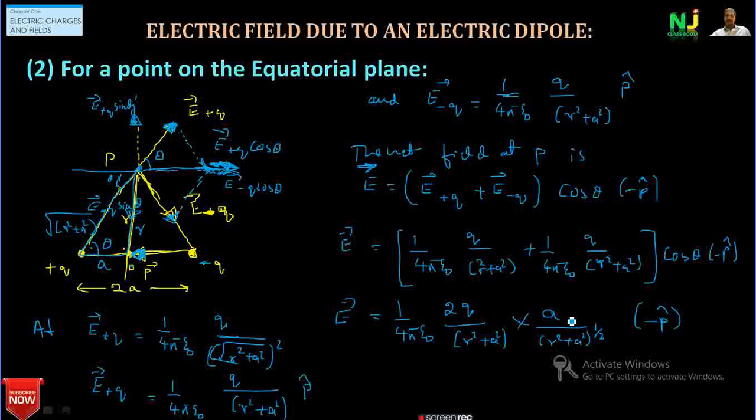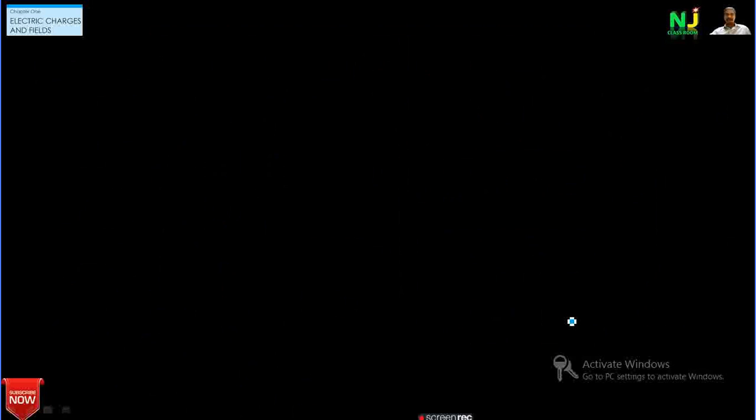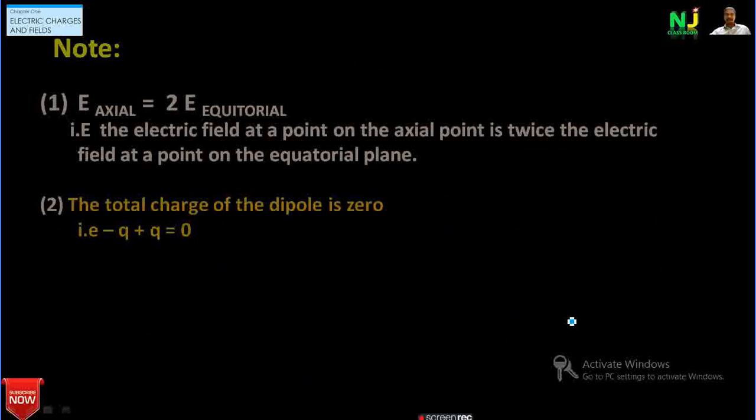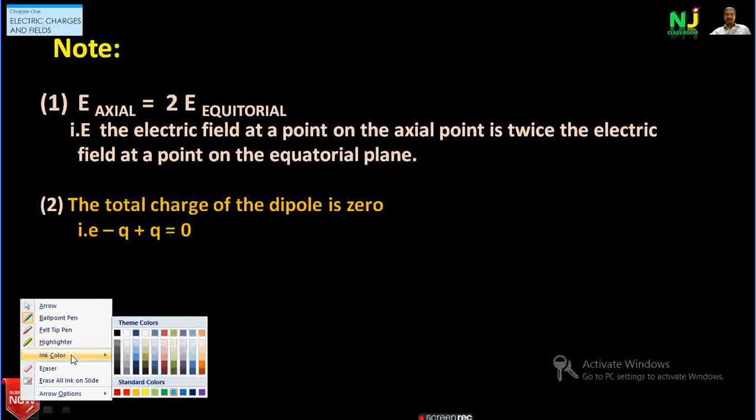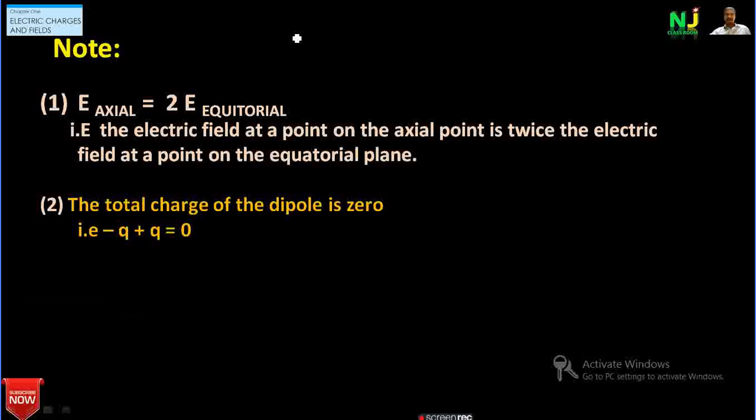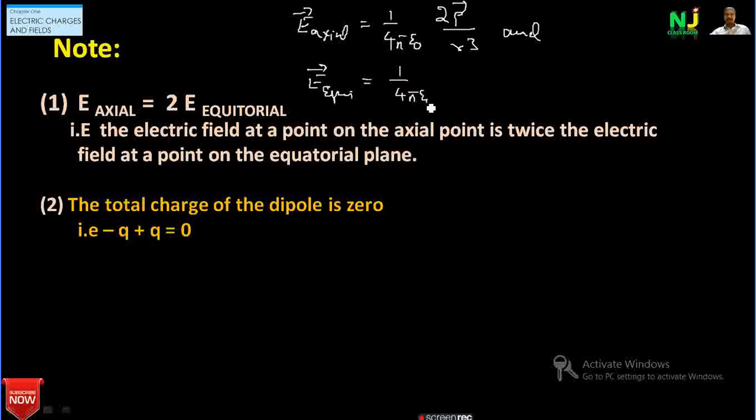The definitions will be very simple. So note that it is very clear: the field due to the axial point and the field due to the equatorial point are not the same. So dear students, compare the equations. The electric field due to the axis is equal to 1 by 4 pi epsilon naught, 2p vector divided by R cube. And if you consider the equatorial point, it is equal to 1 by 4 pi epsilon naught, minus p vector divided by R cube.